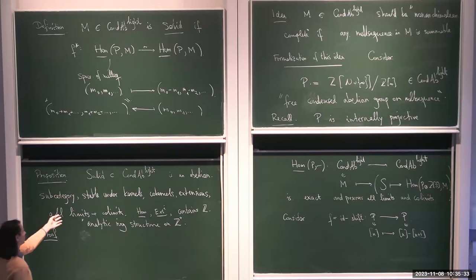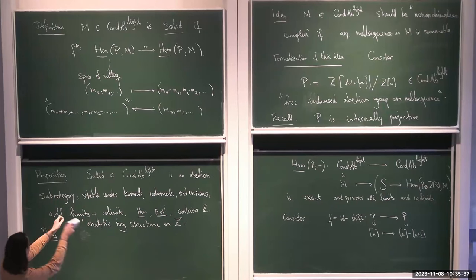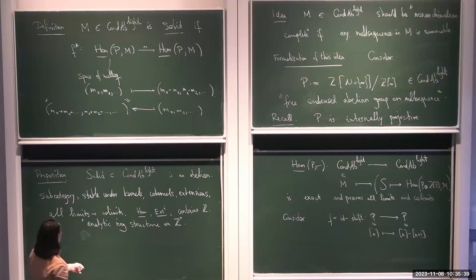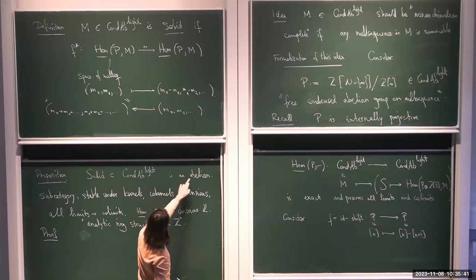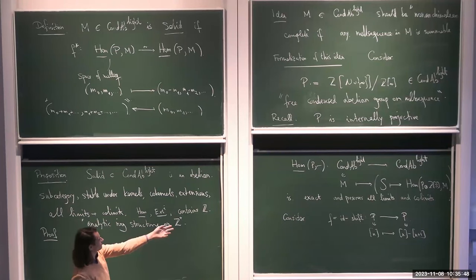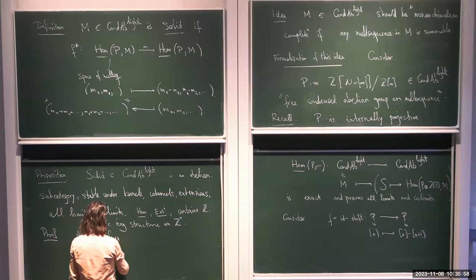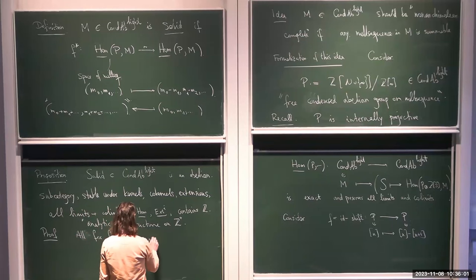Same for the co-kernel. Or if you have an extension, then that's true. You get isomorphisms on the outside, so you get an isomorphism on the inside. Also, because you have stability under kernels and co-kernels, it's automatically an abelian category. This limit is also clear, and this co-limit also, because just the internal Hom has these properties. So it's all for free, because T internally projective.